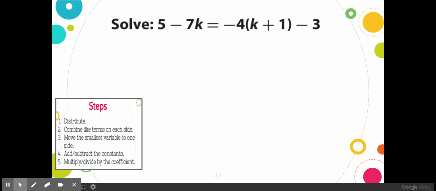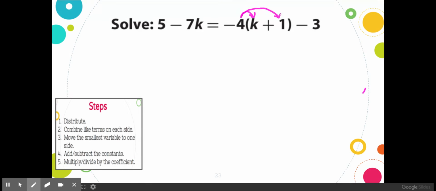Step 1 is to distribute. Step 2, combine like terms. And then continue with the steps that we already know from 1 and 2 steps. Okay, so step 1 is to distribute. So look at your equation. Do you have parentheses with a number directly outside? Yes, we do, and it is the negative 4. So I am going to distribute that negative 4 to both terms inside.